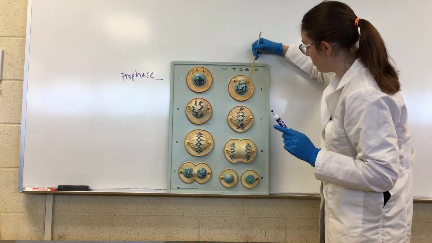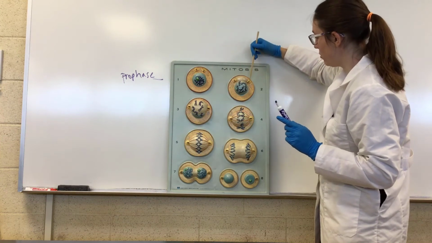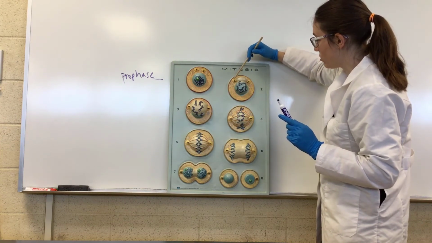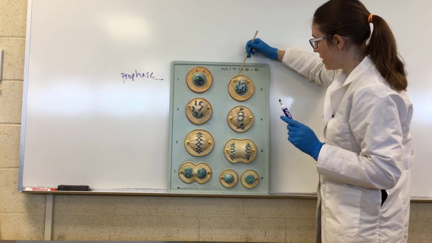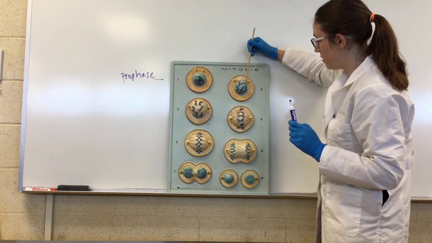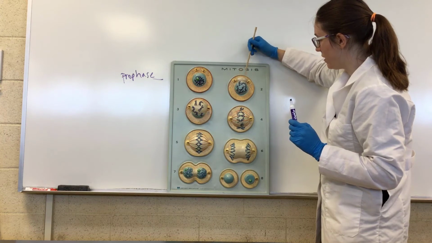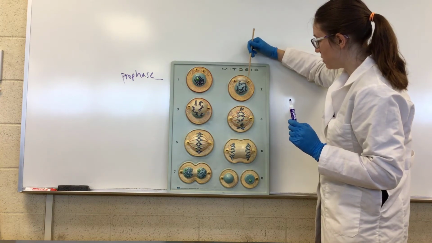and so our centrosomes are moving to opposite poles. Remember, a centrosome has 2 centrioles in it, and they're moving to opposite poles of the cell, opposite sides. This part right here is the spindle fiber. It's labeled 9 over here. These are the mitotic spindle. It's made of spindle fibers.